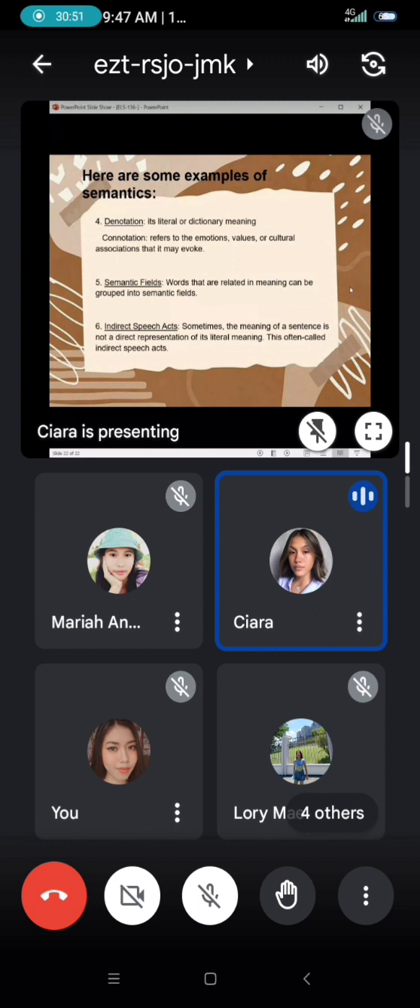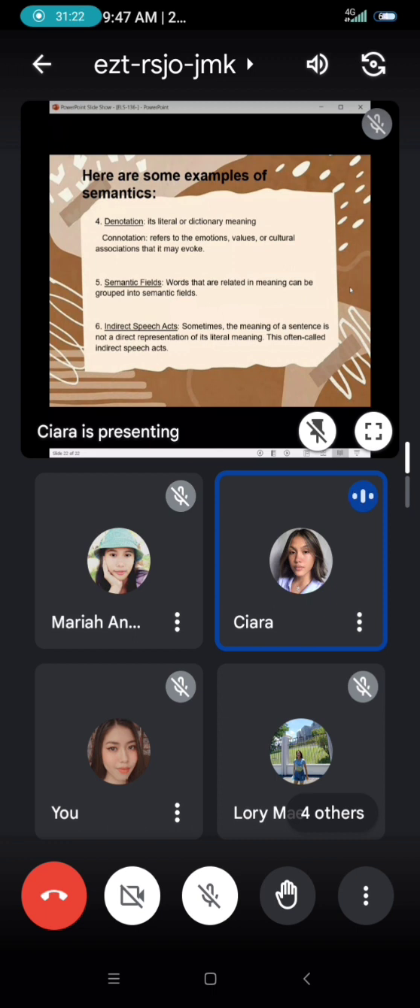Next is denotation and connotation. Denotation is the literal or dictionary meaning, while connotation refers to the emotions, values, or cultural associations that it may evoke. For example, the denotation of the word snake is a long, legless reptile, but the connotation could be negative, associated with fear or danger. That is denotation and connotation.